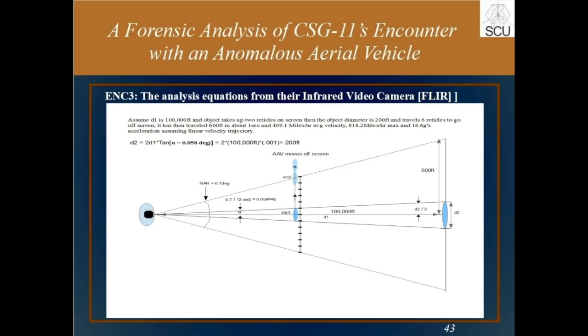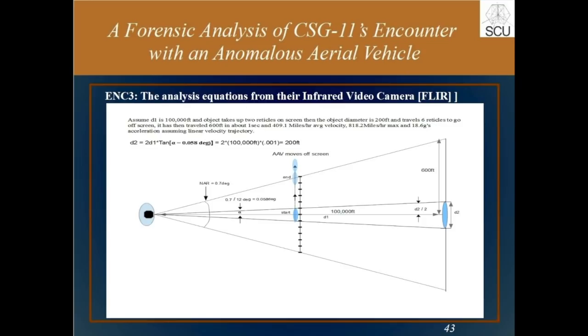That comes from the trigonometric calculation, because two reticles uses 1/12 of 0.7 degrees of the screen here. And when you do the calculation, it comes out to 0.058 degrees. And we have D2 is 2 times D1 times the tangent of 0.058 degrees, and it comes out to be 200 feet. So we know that at 100,000 feet, this is 200 feet. So the object moves off the screen. It moves six reticles, and each reticle represents 100 feet of distance. And so we can do a calculation with that, again using the linear velocity. And okay, how do we know how long it took?